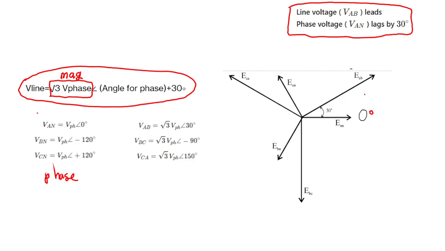This is your reference, and your line voltage leads. So if this is VAN here, this will be VAB, so 30 degrees off. Next one, you go down here to minus, so it'll be minus 120, and then basically you add 30 and you get your phase. And same thing for this side here, which from here now will be plus 120, and then you add 30 degrees, you end up with CA.